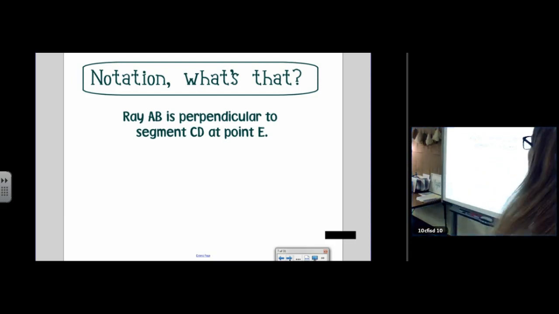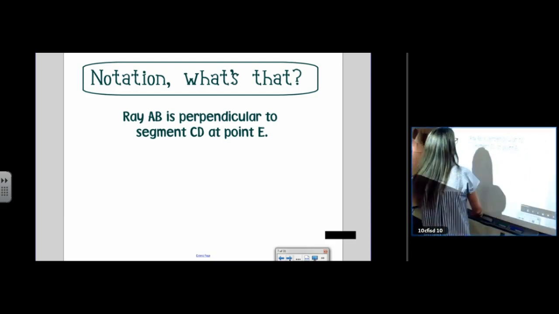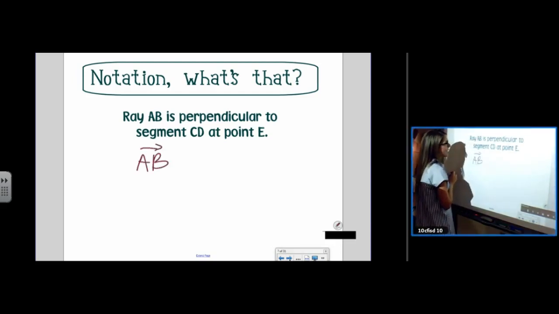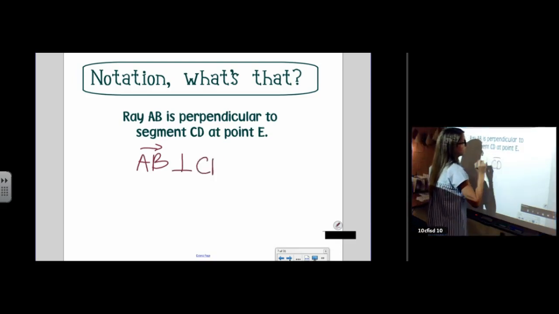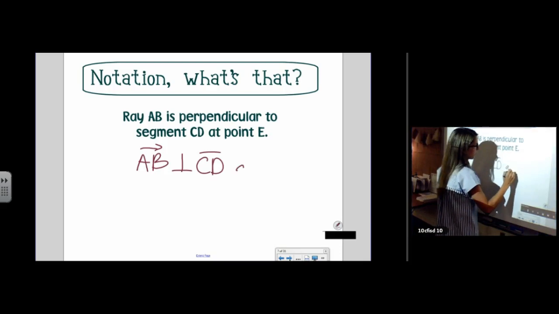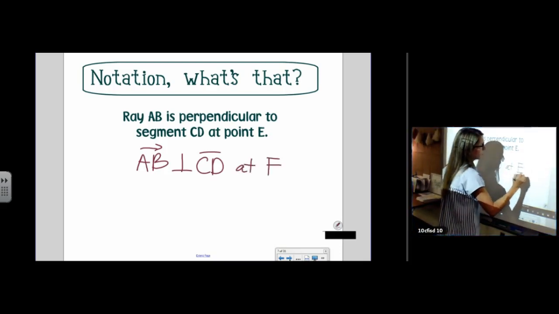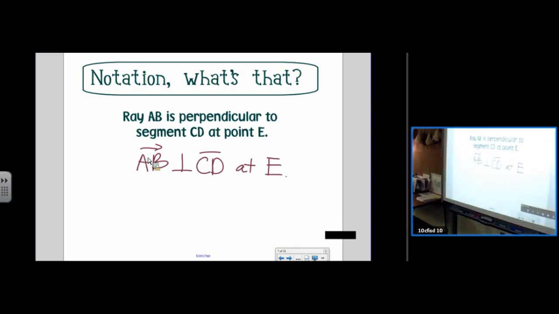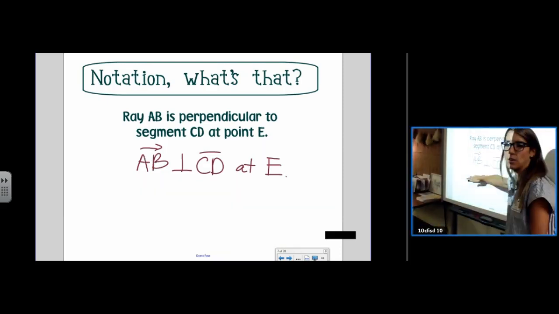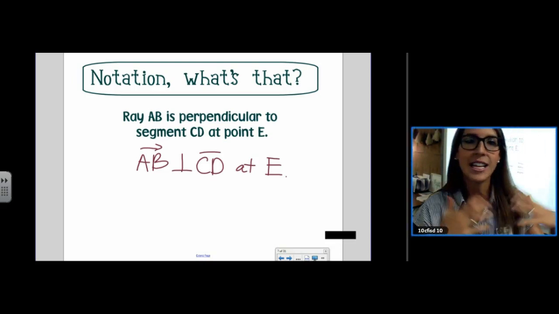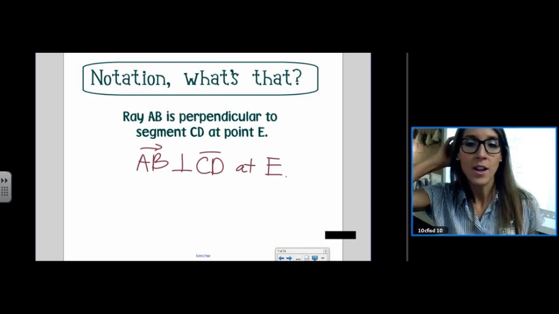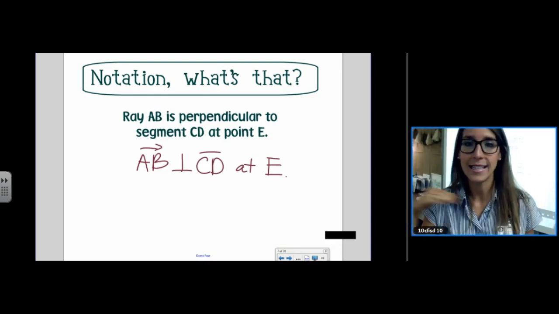So what a mathematician would do with this sentence is they would say, ray AB is perpendicular to segment CD at point E. All of those words can be summarized by this notation right here. It's called notation. It's like shorthand. It's like abbreviating. But you can't just abbreviate it any way you want. We all have to abbreviate it the same way. It has to be agreed upon.